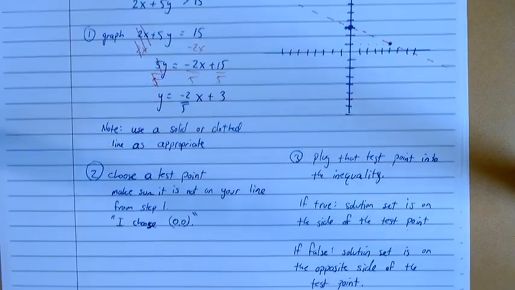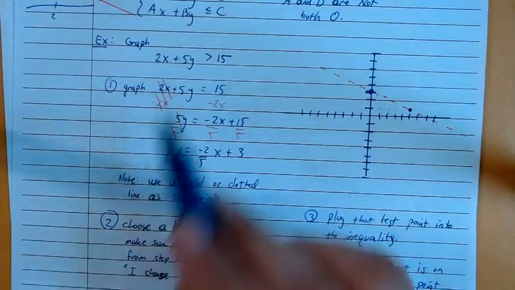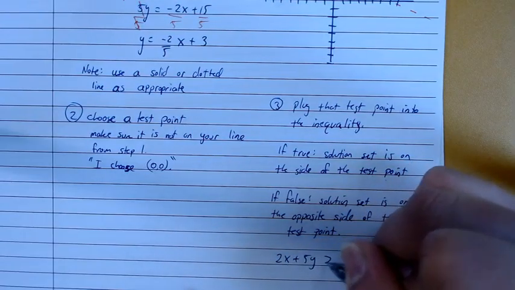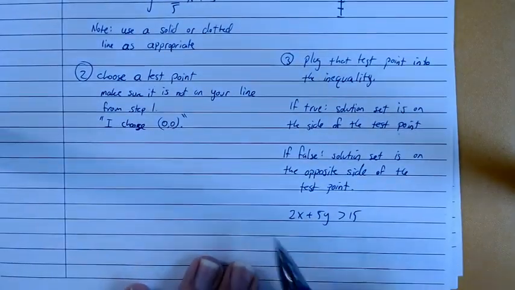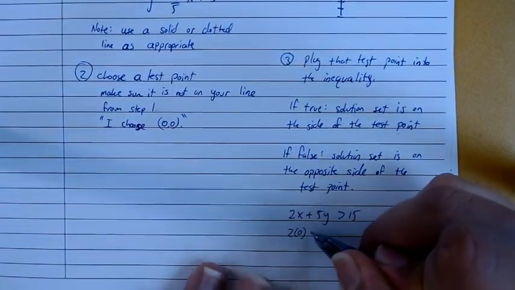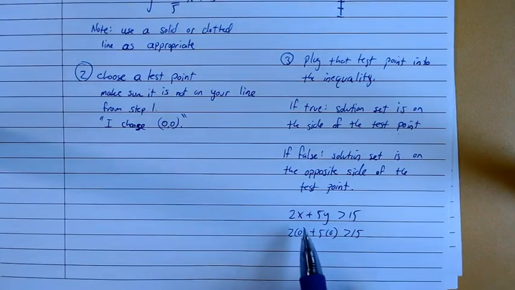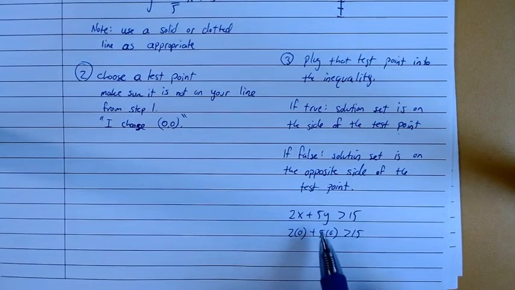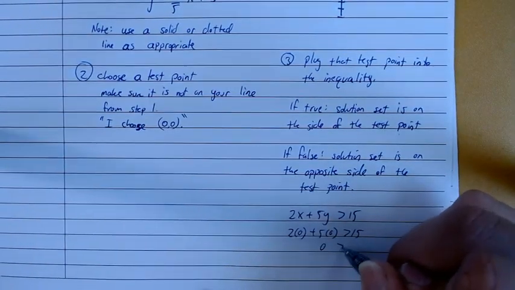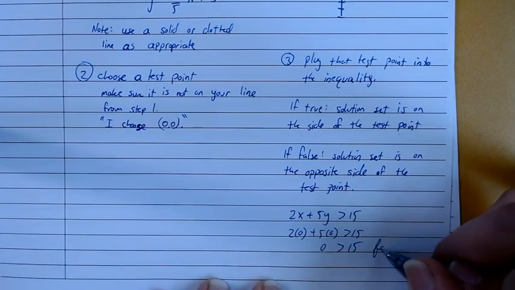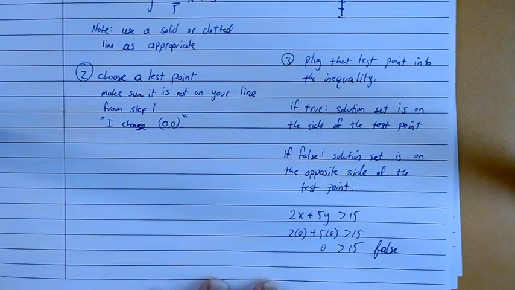All right, so let's go and do that now. Let me take 0, 0, and I'm going to plug it into this inequality. 2x plus 5y is greater than 15. My test point is 0, 0, so let me plug in zeros there. 2 times 0 plus 5 times 0 is greater than 15. Anything times 0 is 0, so that's 0 plus 0. That's 0, and I'm left with the statement 0 is greater than 15, which is false. 0 is not greater than 15.